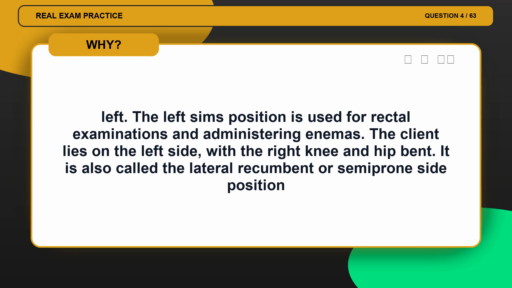Left. The left Sims position is used for rectal examinations and administering enemas. The client lies on the left side, with the right knee and hip bent. It is also called the lateral recumbent or semi-prone side position.